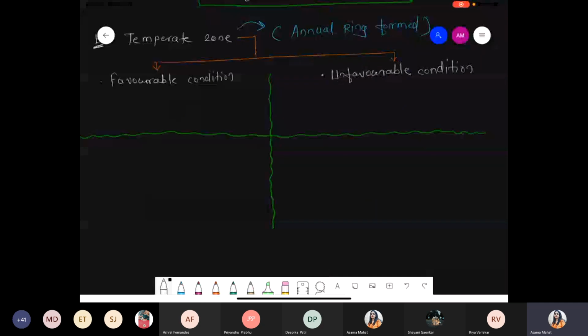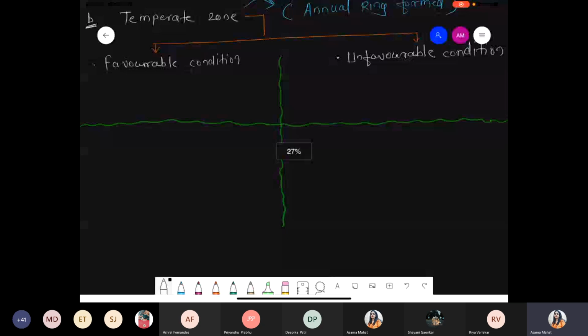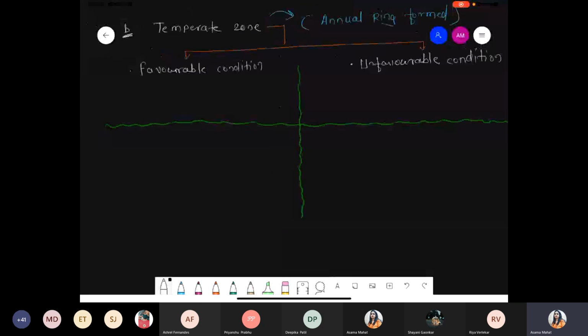चलो. So next part we are talking about the favorable as well as the unfavorable condition. First of all, we try to understand what favorable condition means. Favorable condition means we are talking about the spring season, and spring season is also called early summer. Unfavorable condition simply means autumn, and the autumn season is also called the winter.